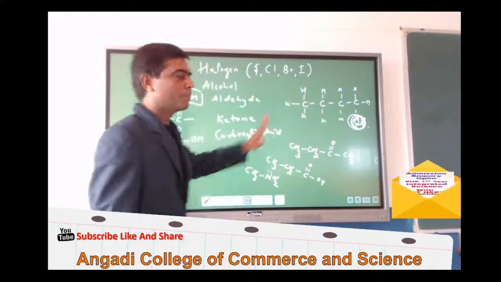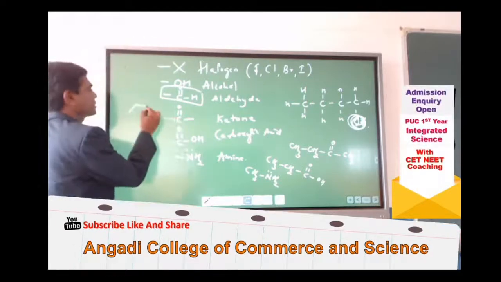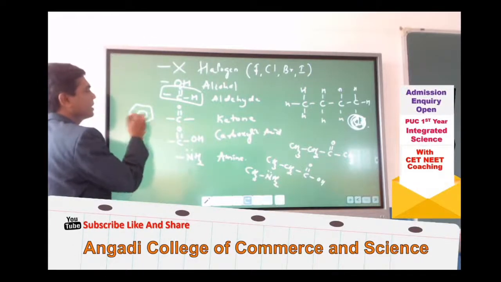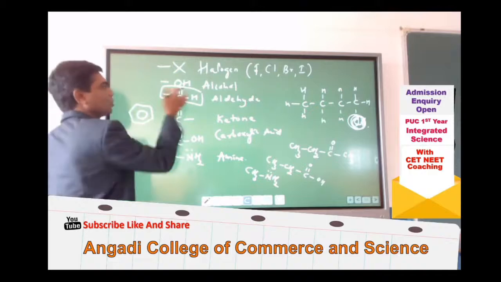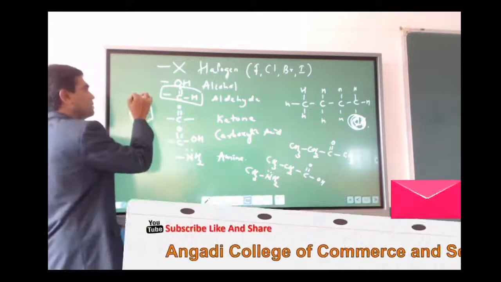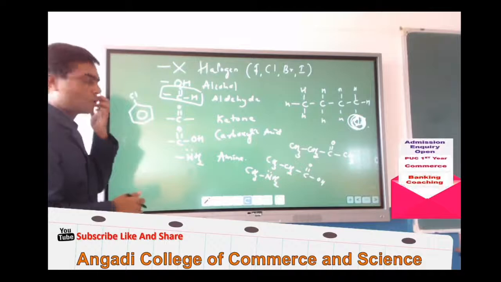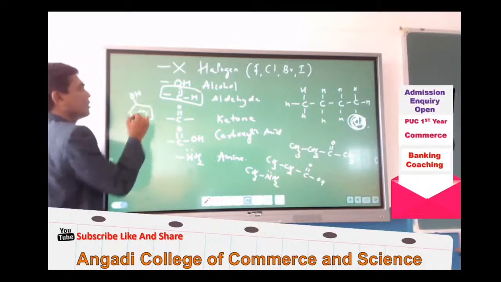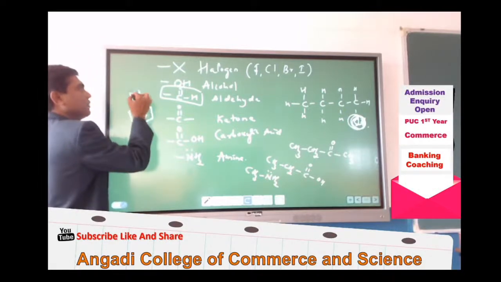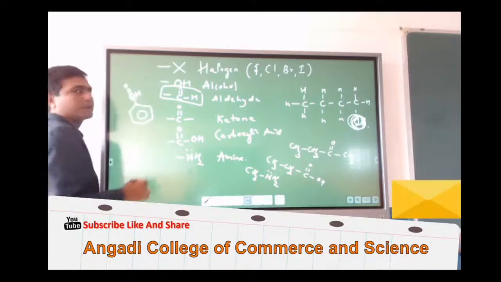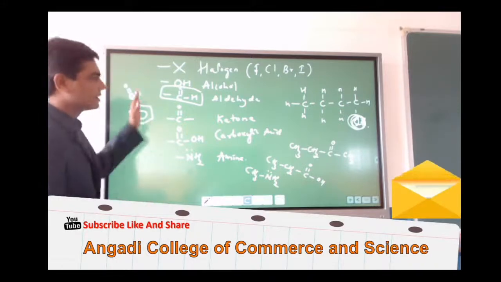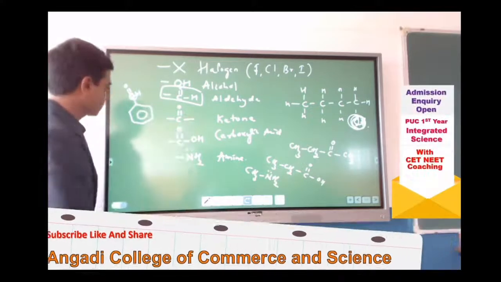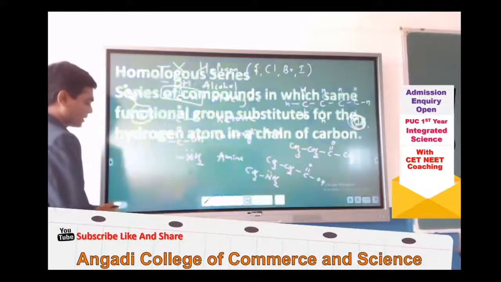Any hydrocarbon you can take. Next, what about the benzene ring? If they ask, the same thing you have to follow here. On the benzene, if you write Cl, it becomes chlorobenzene. If you write OH, it becomes phenol. If you write C double bond OH, it is called benzaldehyde. Similarly for all the compounds. Till this point we discussed it yesterday.